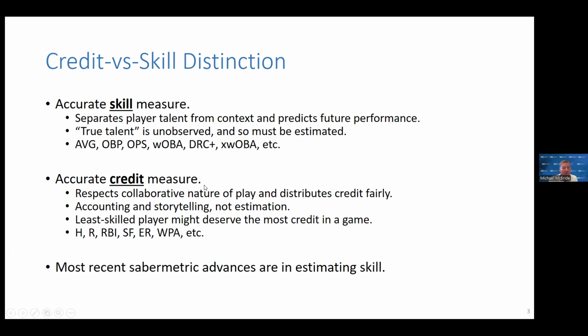Now, this is very different from accurately assigning credit. Credit is backward looking. It's saying I don't care about who the best player is. I just want to know, for what happened on the field or on the court or on the pitch, whose contributions were most important that day. Okay, so it's not about projecting future performance. It's just about accurately accounting for what just happened in the past. And a lot of times in baseball in particular, sometimes the least skilled player might be the player that deserves the most credit. So this is a different kind of exercise.